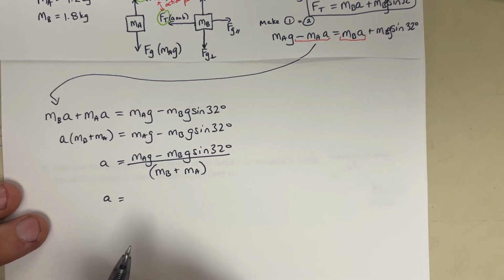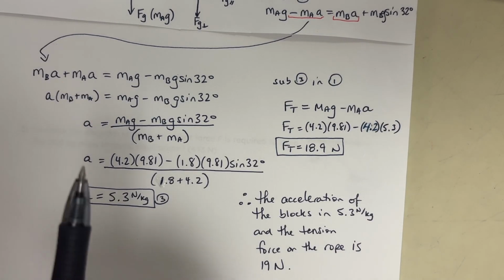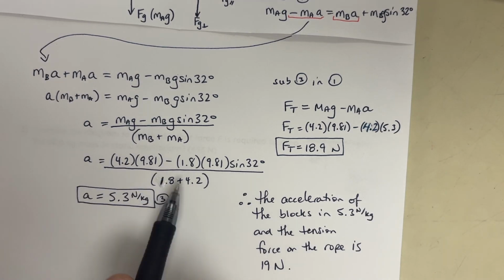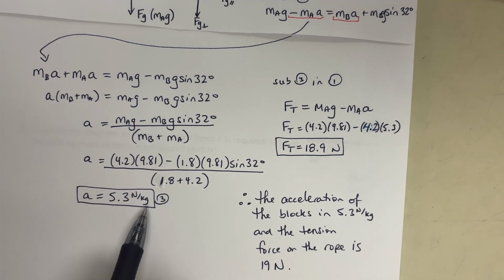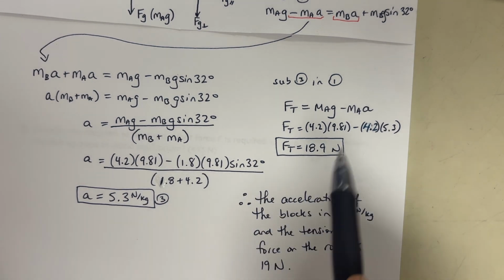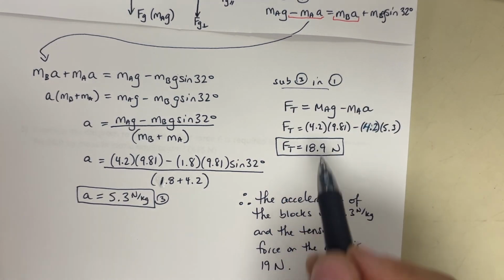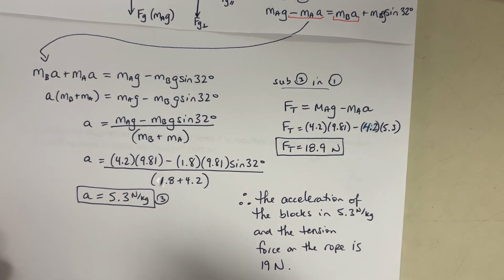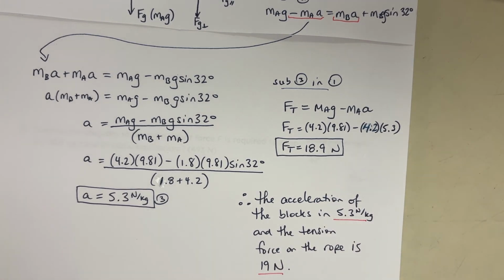All right, so I'm going to plug in my numbers here and generate my final answer. Okay, so I just pumped in the numbers here. When I put all the numbers in, I get down to 5.3 Newtons per kilogram, meters per second squared, chickens, whatever, what's that saying? I don't know, tomatoes, whatever. And then I'm gonna sub that value into number 1 and I get 18.9, so pretty much 19. So when I get down to significant figures, then my answer is acceleration and my tension force.